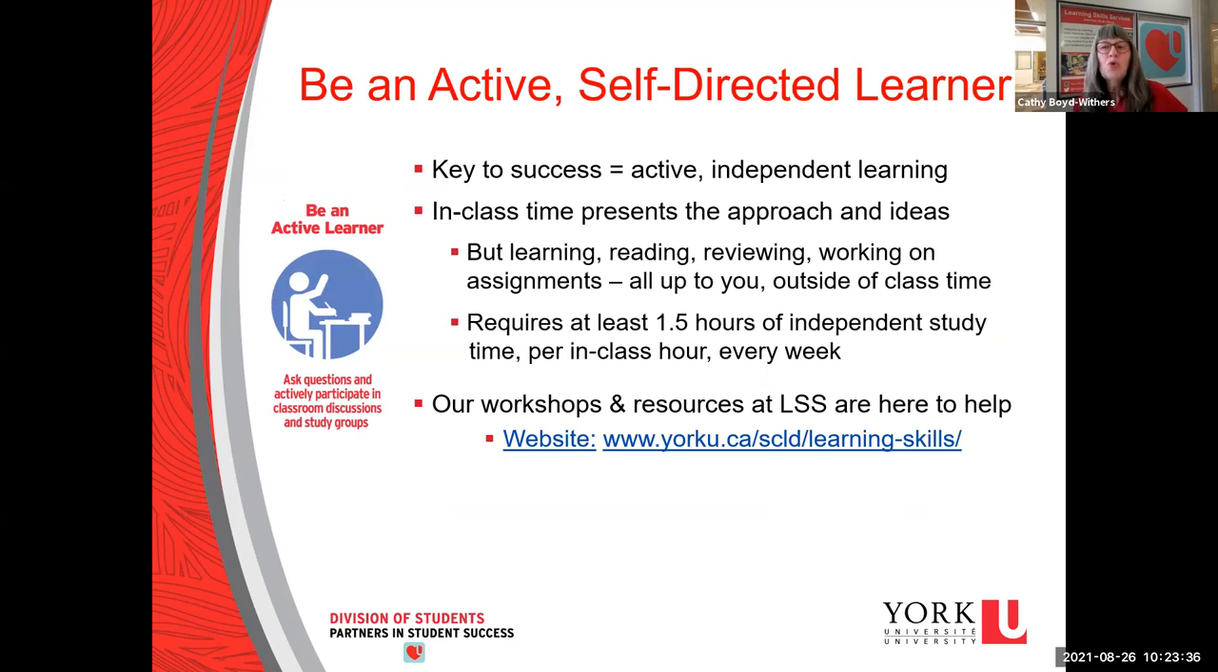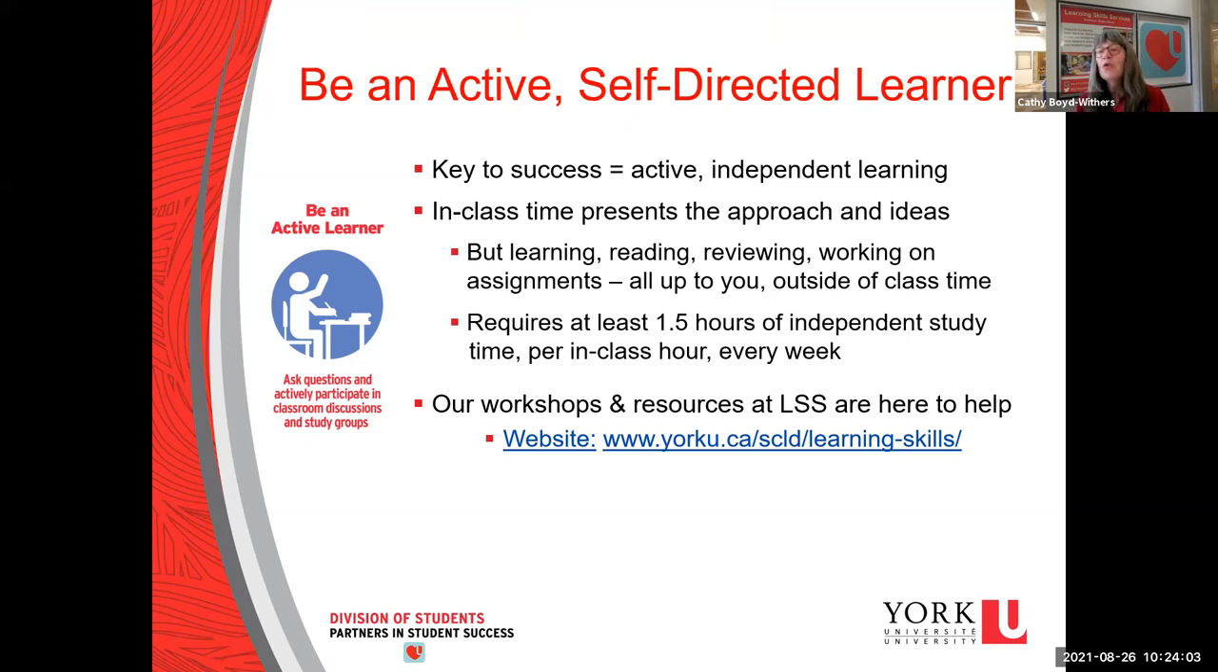So this tip is so crucial. Be an active, self-directed learner. That is the key to success at university. Active, independent learning. So the model of learning at university is that in-class time is for presenting the approach and ideas, having maybe a bit of room for discussion and so on. But the learning piece is up to you.